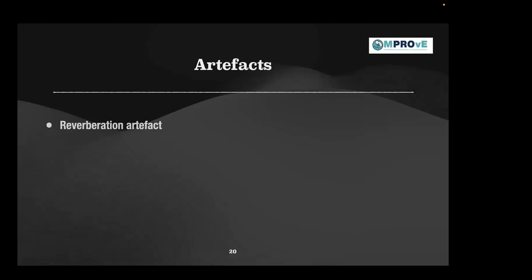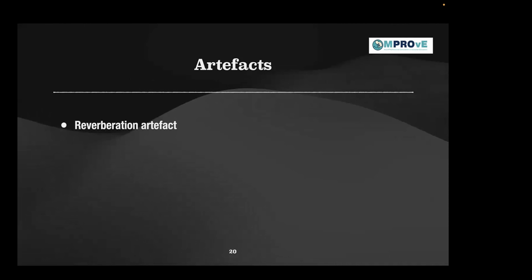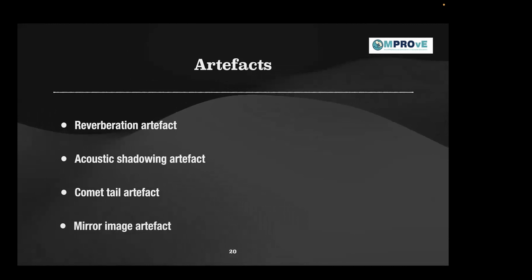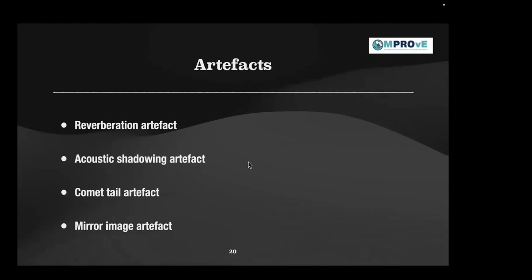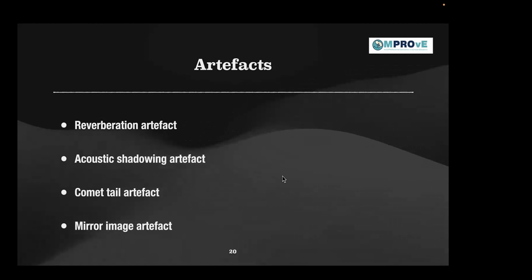Right, artifacts. There are a lot of artifacts we're going to talk about, how these artifacts are generated, what you interpret from those artifacts, and how the lung pathologies give different kinds of artifacts. So reverberation artifact, we're going to talk about that. We're going to talk about acoustic shadowing, comet tail artifacts, and mirror image artifact. Trust me, there are a lot more, but just to not drown you guys with a lot of artifacts, I'm limiting myself to these four, and there will be a couple more as we go up in the slides.